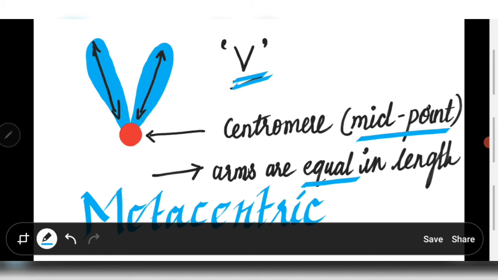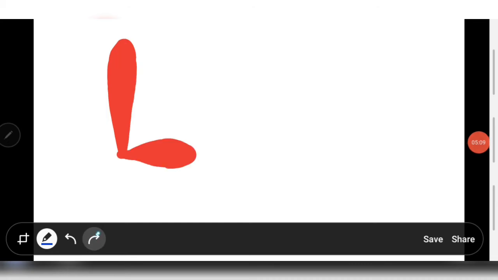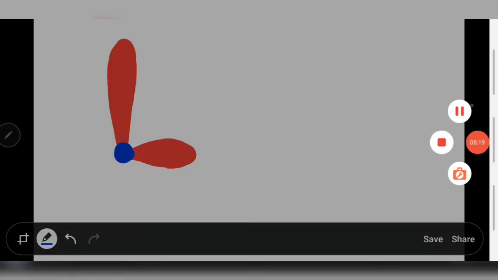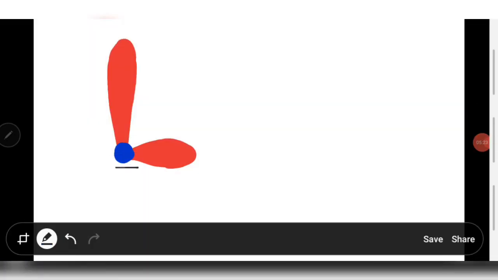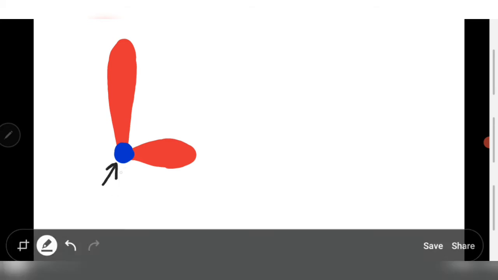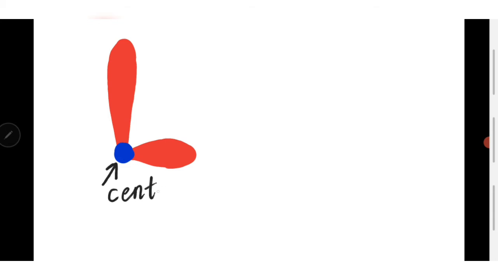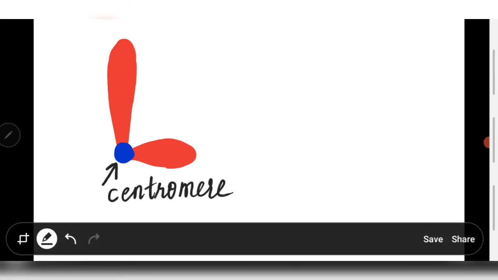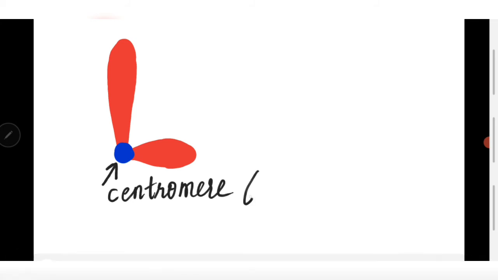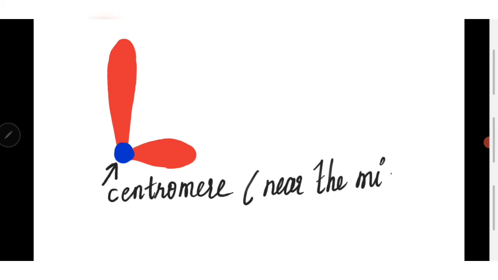Let's see the second type of chromosome. Here in this type of chromosome, what you see over here, this chromosome looks like which English letter? Yes, it looks like the English letter L. And where is the centromere located? Here you will see the centromere is not exactly at the center. It is slightly away from the center, somewhere near the midpoint, and that's why this one gives a different shape. And this shape looks like the English letter L.